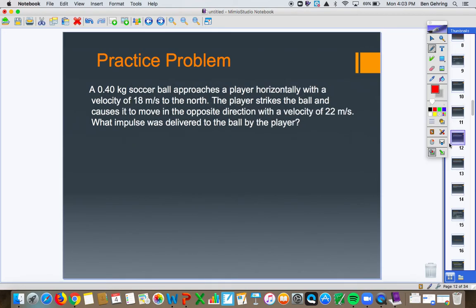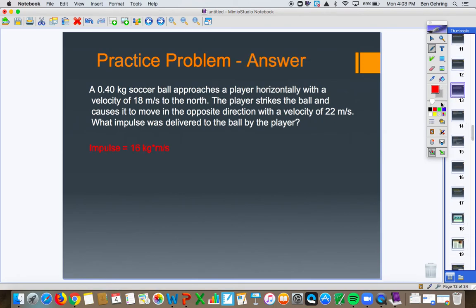One more time. Here's another practice question. Read through this, try it yourself, and then check yourself with your answer on the next page. Your answer should come to 16 kilogram meters per second here. And then we can talk through how we got that if it's not making much sense.